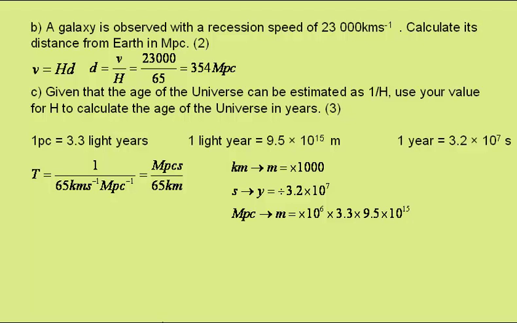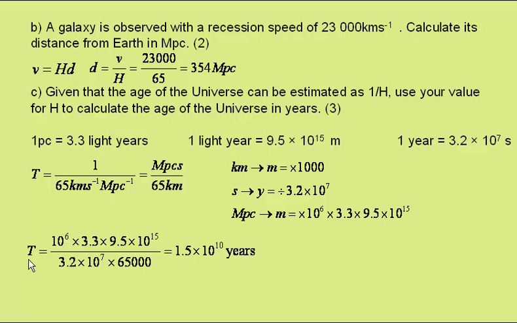So now, if we add all these conversions, we get that the time, or the age of the universe, is equal to 10 to the 6 times 3.3 times 9.5 times 10 to the 15 over 3.2 times 10 to the 7 times 65,000, which gives us an age of 1.5 times 10 to the 10 years.